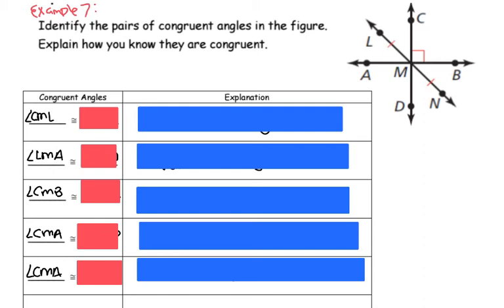Example 7. Identify the pairs of congruent angles in the figure. Explain how you know they're congruent. So I somewhat went ahead and started you guys off. Let's look at angle CML. When we're looking at angles, always go in the order of the letters that they give you. So angle CML. And I'm asking what other angle would be congruent to CML. Think about your vertical angles essentially here. And CML would be congruent to DMN.